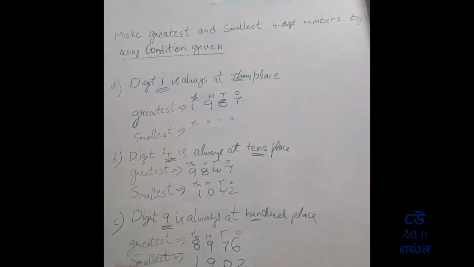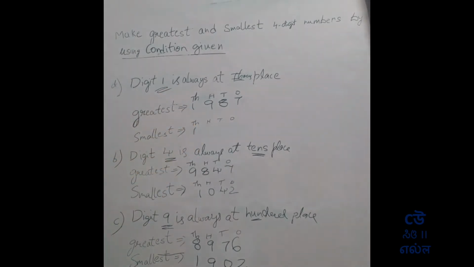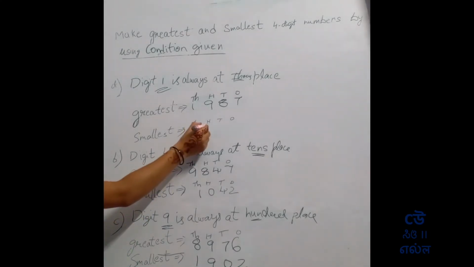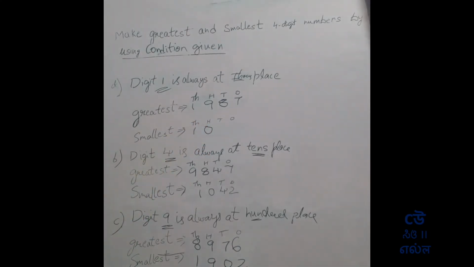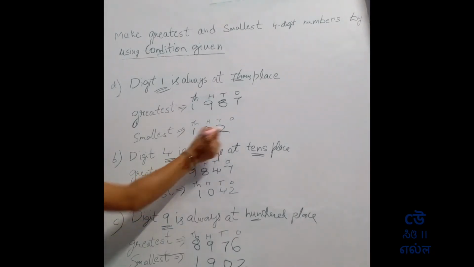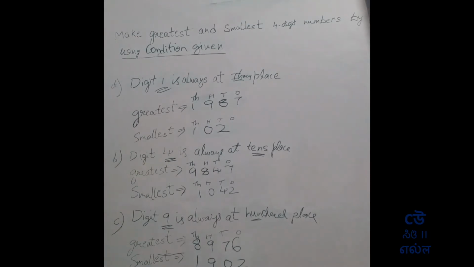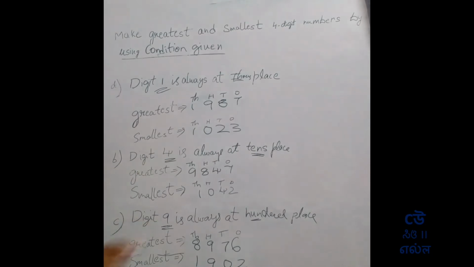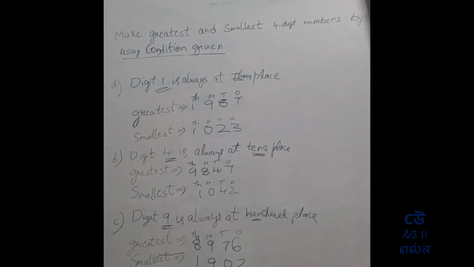Then 7. Okay. Next, the smallest number. 1 is fixed at thousands place. So the smaller number from 0 to 9 is 1, because 0 we can't consider at starting place. But 1 is already there at the start, no? So we can consider 0 as now the smallest number. Next smallest number after 0 and 1 is 2. After 2, the smallest number we have is 3. So the number which we formed is 1023.